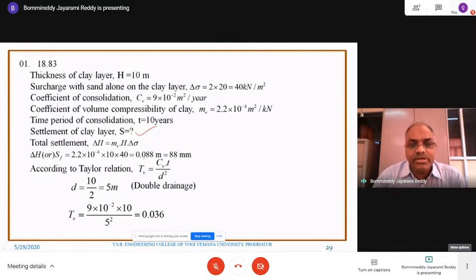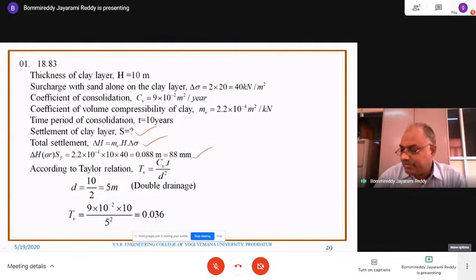For that, what are the equations that you know? We know delta H is MV into H into delta sigma. Since the MV value you know, what is delta H? Either you can call it delta H or SF, which is equal to MV given, H is also known, delta sigma also known, it is equal to 88 millimeters.